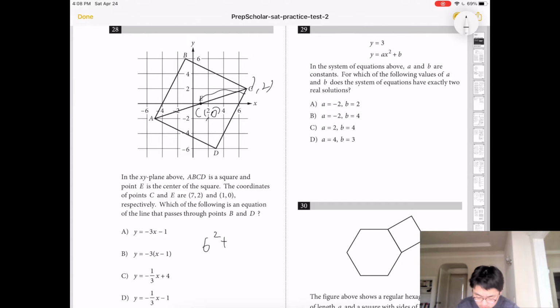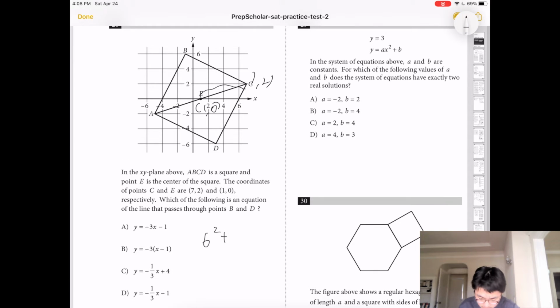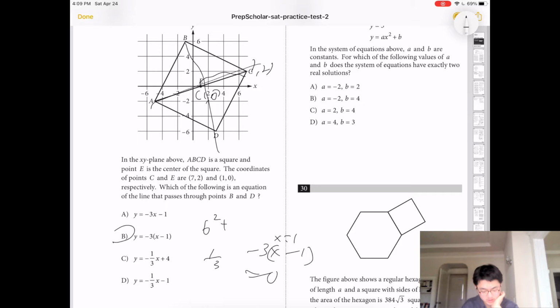So the slope for this line is 1/3. So the slope of the opposite reciprocal, which is B to D, has to be -3. So it's -3x, and the only one that passes through 1, 0 is B. If x equals 1, it has to be this equation to reach 0. So the answer has to be B.